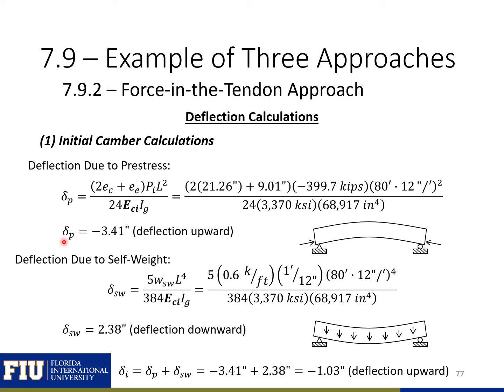So here you can see the deflection from our pre-stressing is going to lead to 3.41 inches of an upward deflection. And then from our self-weight, again using E sub Ci, we can find a deflection of 2.38 inches downward. We can add these up to get our total deflection, or our total initial camber. And we'll have an initial camber here of negative 1.03, which will be an upward deflection.